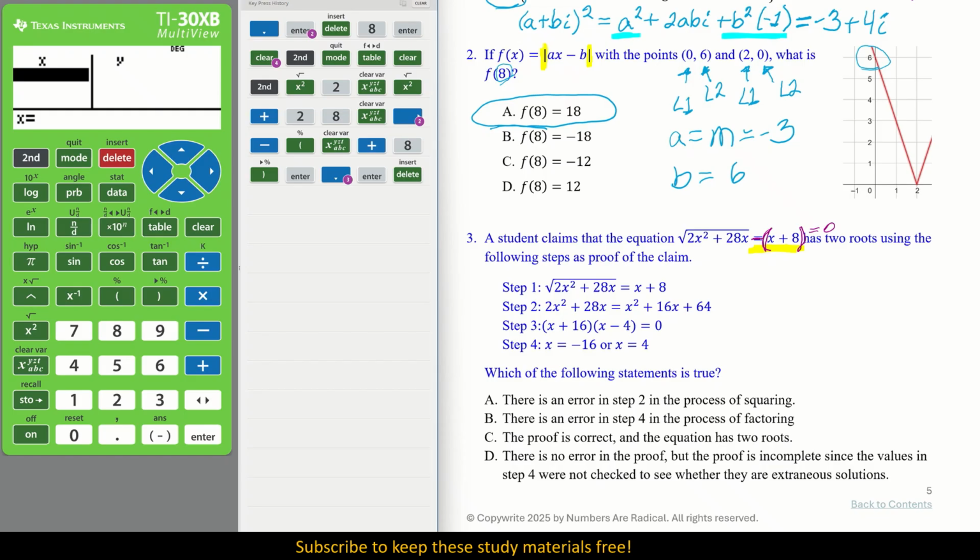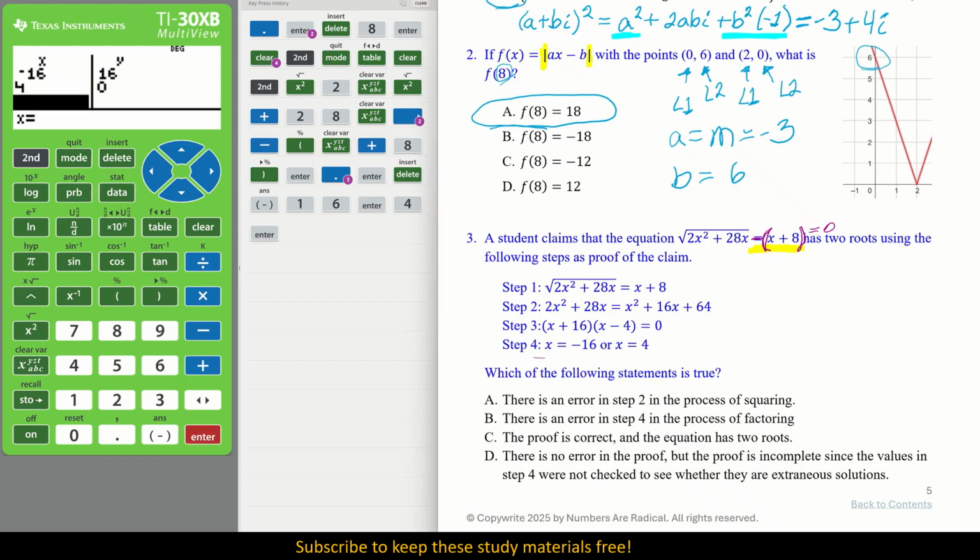Just one thing. Okay, I'm going to do this. I am going to put both of those in my calculator. Negative 16, enter. You don't get 0. Therefore, it is incorrect. I'm going to put 4, enter. You get 0. So something is amiss. This is incorrect, where this is correct.